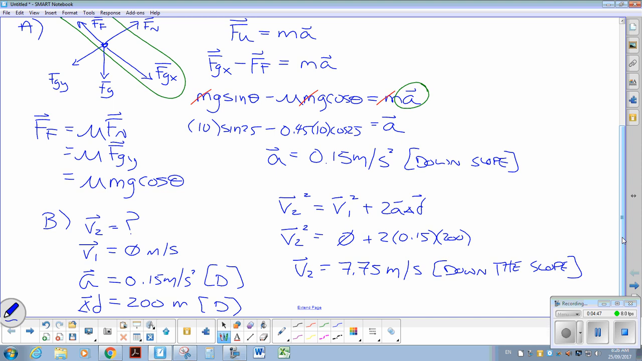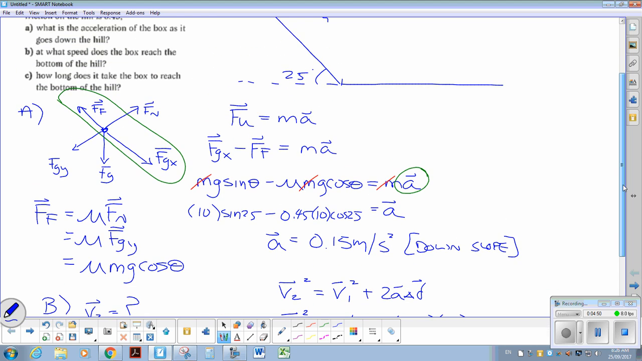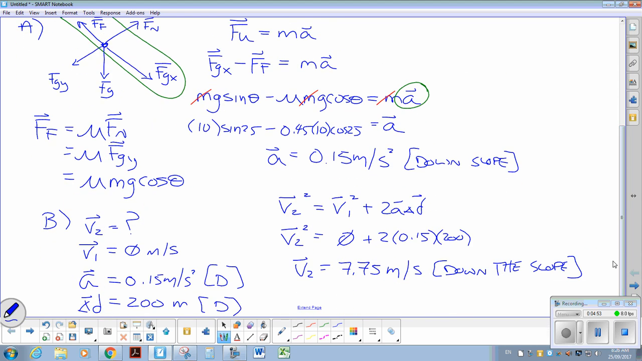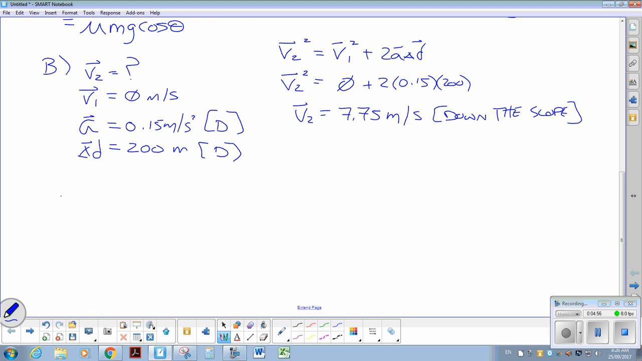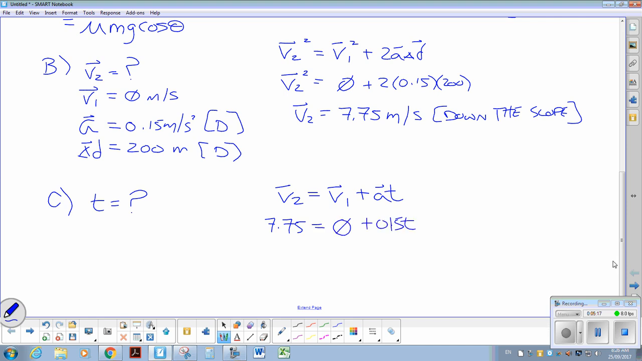All right. What do we got left? C. How long does it take the box to reach the bottom of the hill? So now we have all our information. So C part, I've got a ton of information from above. T is my unknown. So I think I'm just going to go with V2 equals V1 plus AT. So V2 is 7.75 equals V1 is 0 plus 0.15 T. Isolating and dividing that by 0.15, we get approximately 51.6 seconds. So very slow slide.